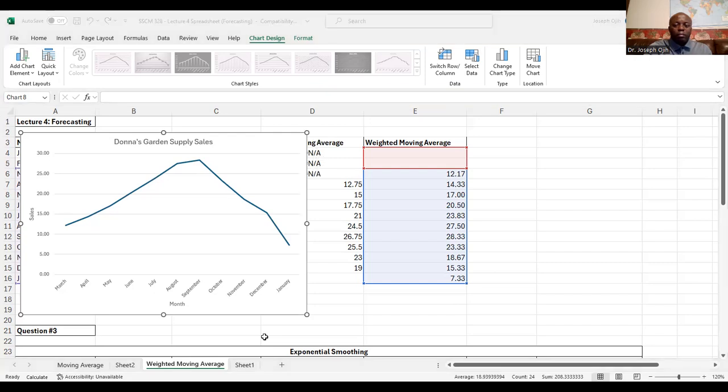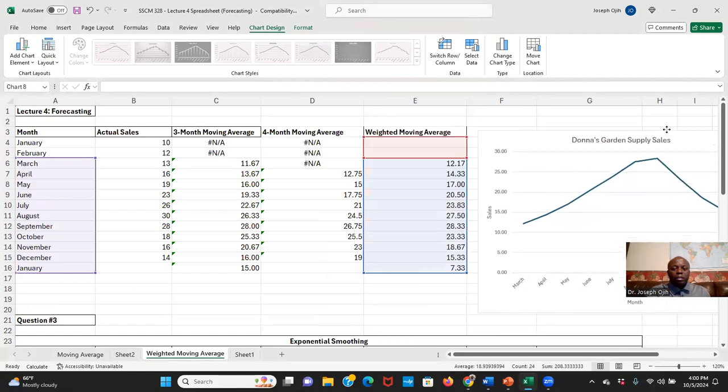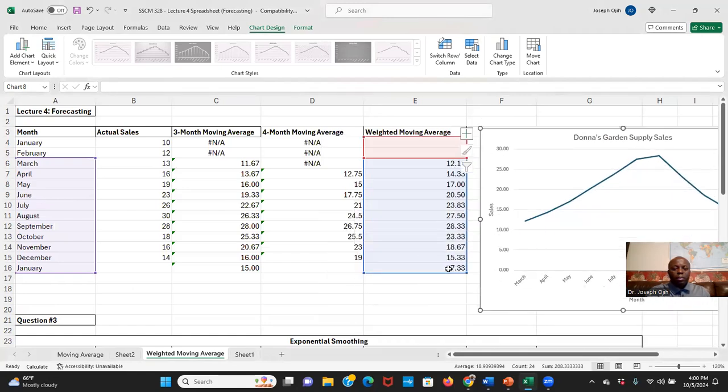All right. So you can see that sales went up, then went down. And for January of the following year, you can see that it is 7.33 from 15. So this is more sensitive than the other one.